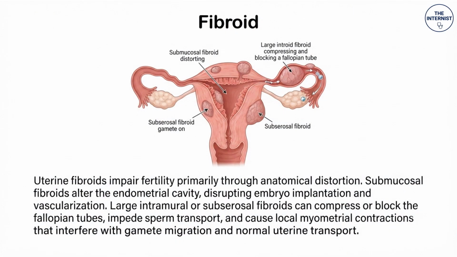Uterine fibroids impair fertility primarily through anatomical distortion. Submucosal fibroids alter the endometrial cavity, disrupting embryo implantation and vascularization. Large intramural or subserosal fibroids can compress or block the fallopian tubes, impede sperm transport, and cause local myometrial contractions that interfere with gamete migration and normal uterine transport.